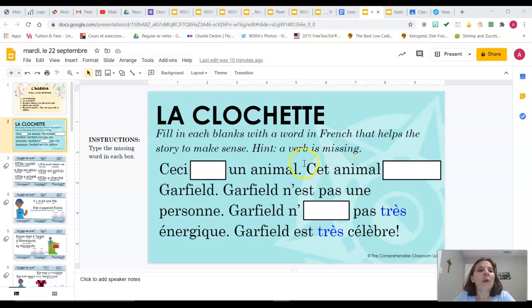So today we are going to do another clochette, and here we have a couple of verbs missing. Yours is not going to look like this, but it's going to be the same story, but it's going to be in Google Forms, and you're going to have choices of which verbs to use. And so I'm just telling you right now that only two of the verbs that you see in the Google form will be the ones you use, and one of them will be used twice. So just keep that in mind.